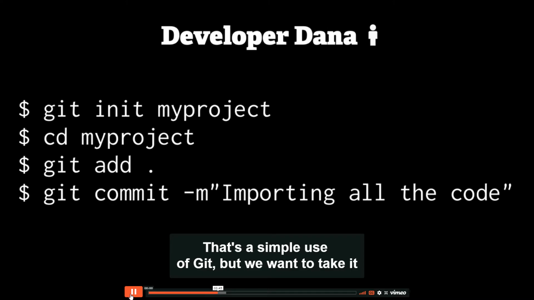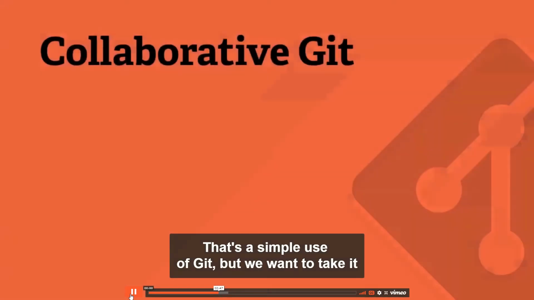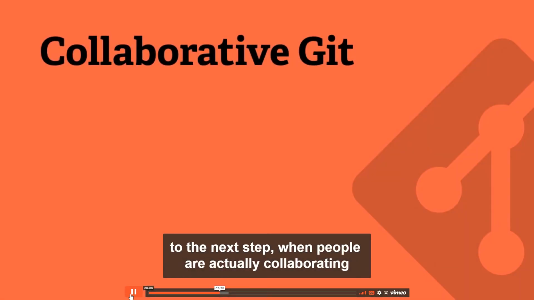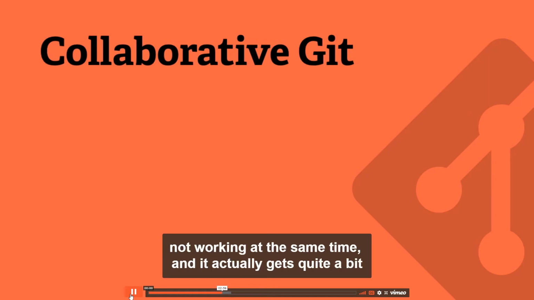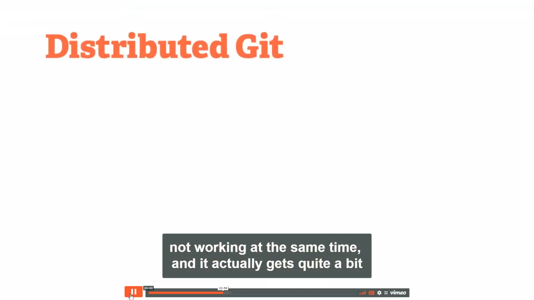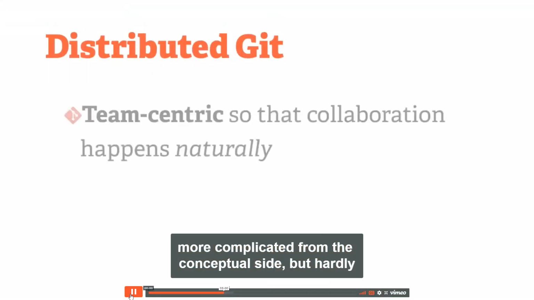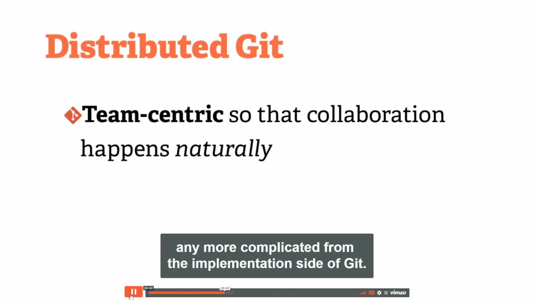That's a simple use of Git, but we want to take it to the next step when people are actually collaborating in a fashion when they're not at the same machine, when they're not working at the same time. And it actually gets quite a bit more complicated from the conceptual side, but hardly any more complicated from the implementation side of Git.